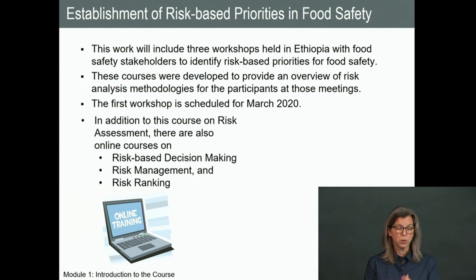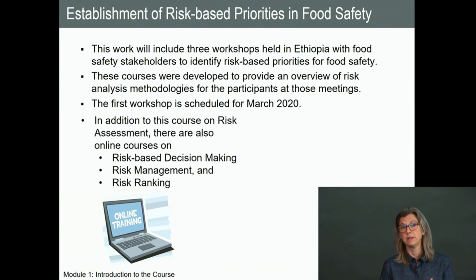We're going to have 3 workshops towards this idea of risk prioritization. The first one is to be held in March 2020, so these courses are being prepared in advance of that workshop, so that people who are participating in it have some background on risk assessment, risk-based decision making, risk management, and risk ranking. And then we're going to have 2 other workshops. The first workshop, we're calling it a scoping workshop.